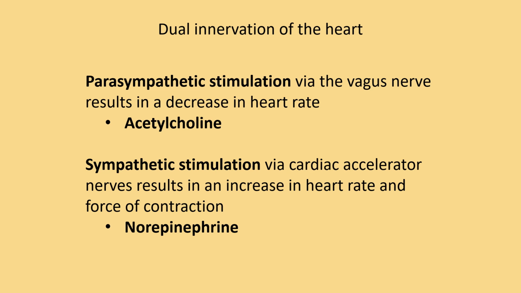So we can apply that specifically to the heart. When the vagus nerve secretes acetylcholine onto cardiac muscle cells, that's going to cause the heart rate to slow. When cardiac accelerator nerves secrete norepinephrine onto cardiac muscle, that's going to cause the heart rate to increase.